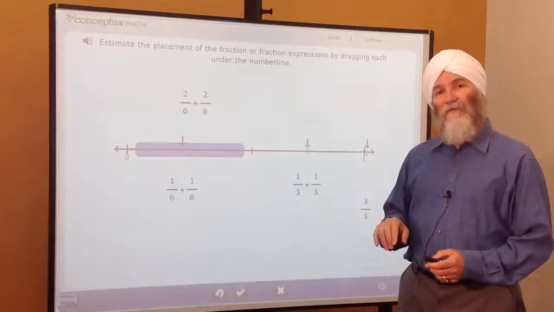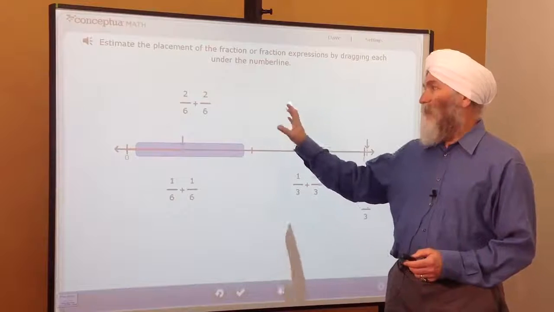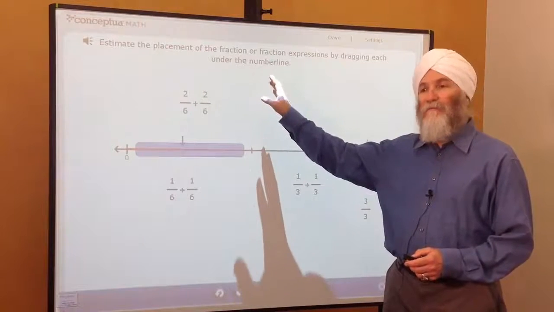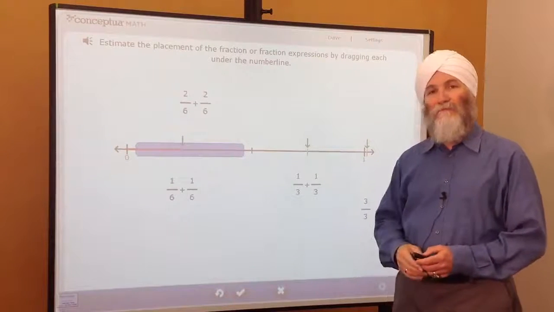And at the end of that first week, students are going to take those addends and place their estimated sums on a number line.